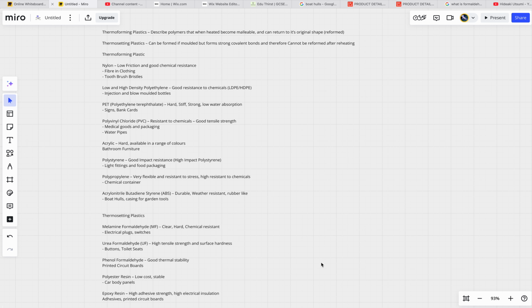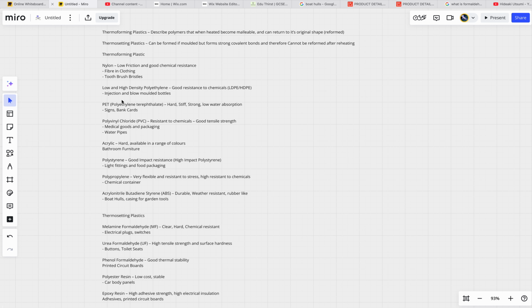So for the thermoforming plastics that you need to know, nylon, you could find them in your toothbrushes. They have low friction and really good chemical resistance. I mean, you probably don't want something dissolving your toothbrush in your toothpaste, so it is used in toothbrush bristles and also fiber and clothing.